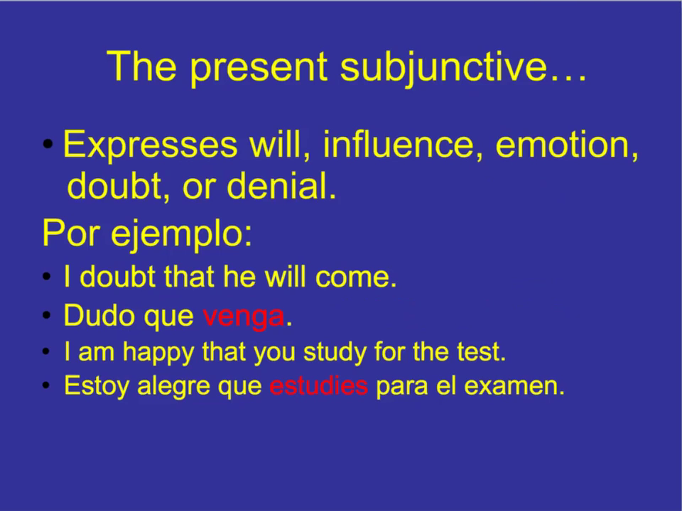The present subjunctive is used to express will, influence, emotion, doubt, or denial. All right, for example, I doubt that he will come. Dudo que venga. I am happy that you study for the test. Estoy alegre que estudies para el examen. Notice that the ones in red are the verbs that are in the subjunctive.